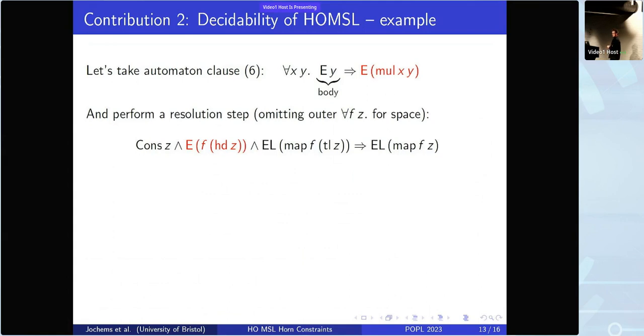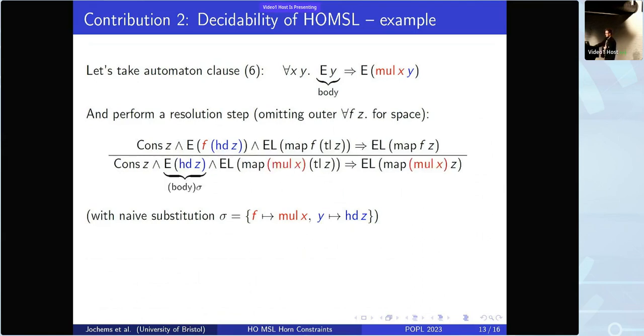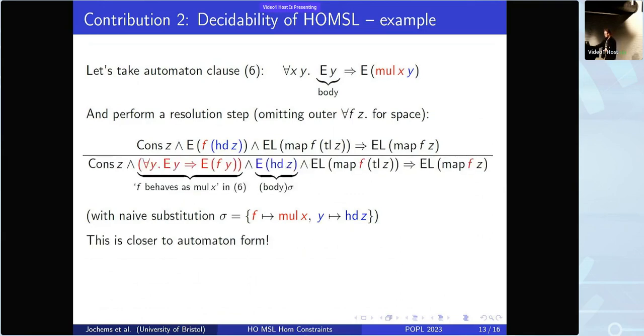Right. So we're going to perform a resolution step, which means we have this substitution. F needs to unify with more x and y with head of z. And of course, if we do this naively, like we've seen before, we will end up increasing the depth of the head like this. But we've learned better now, so we just skip that and go straight to automaton resolution in the higher order setting.